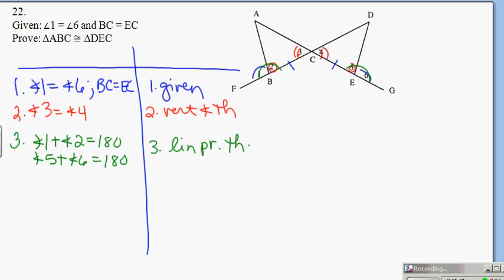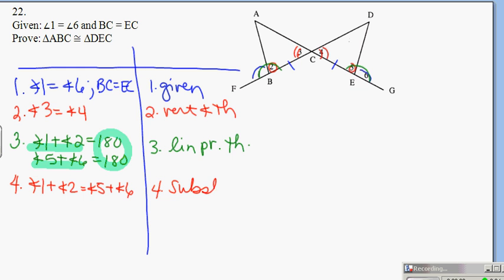This is our common pattern that we like to see. If they're both equal to 180, we know these two pieces are equal. So by substitution, we can write angle 1 plus angle 2 is equal to angle 5 plus angle 6, and that is substitution.